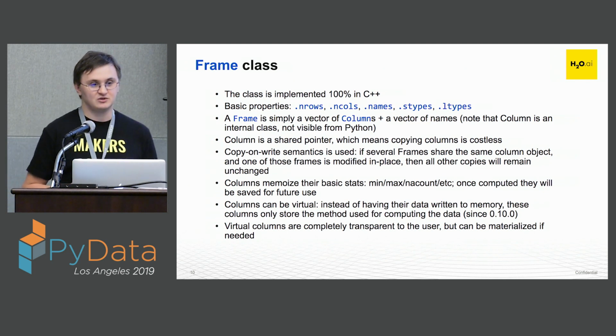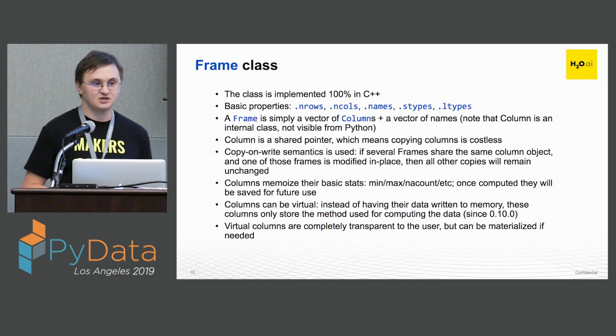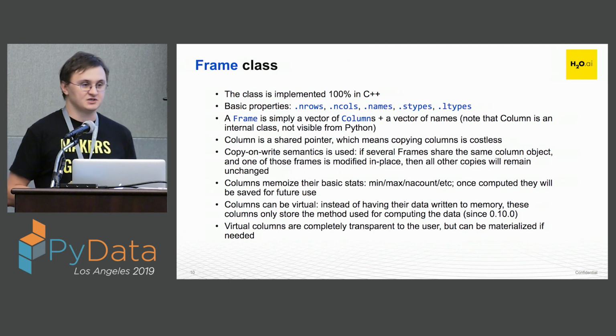But inside, a Frame is just a simple collection of columns plus their names, and this collection is both an array and a dictionary. So you can think of it as something that is both a dictionary and an array of columns.